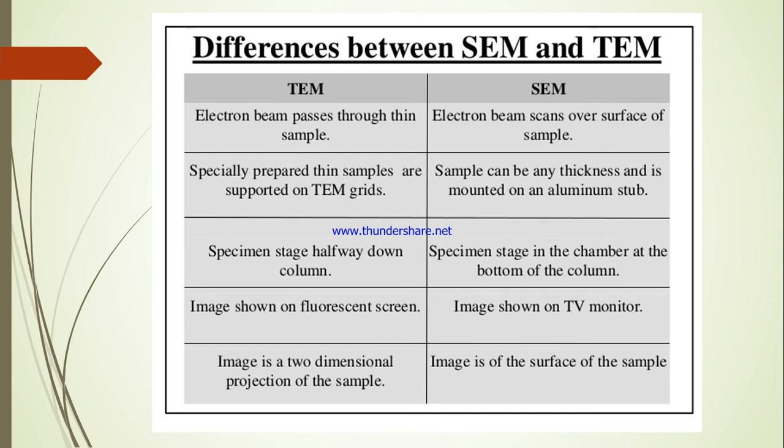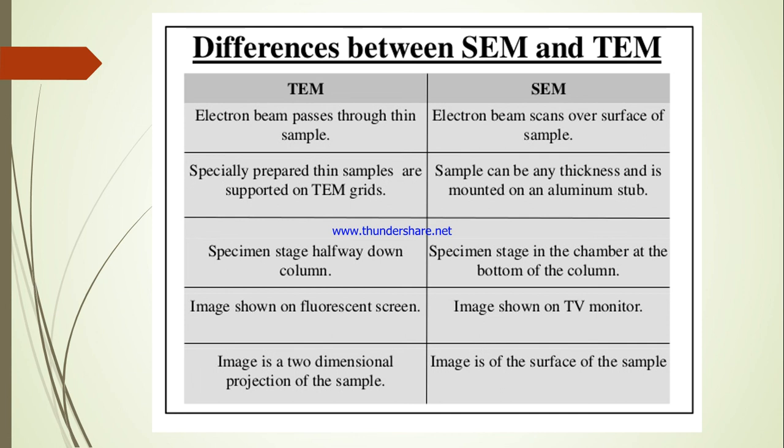The differences between the scanning electron microscope and the transmission electron microscope are as follows. In TEM, the electron beam passes through a thin sample, whereas in SEM, secondary electrons are emitted by the sample, so the electrons are not transmitted. In TEM, specially prepared samples are supported on TEM grids. In SEM, the sample can be of any thickness and is mounted on an aluminum stub. In TEM the specimen stage is halfway down the column, whereas in SEM the specimen stage is in the chamber at the bottom of the column.